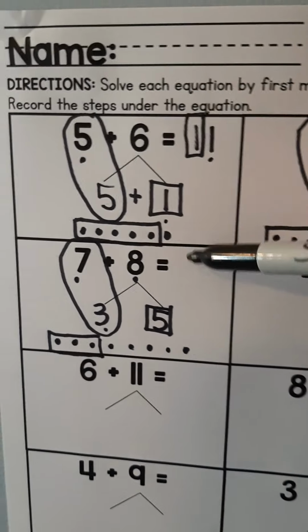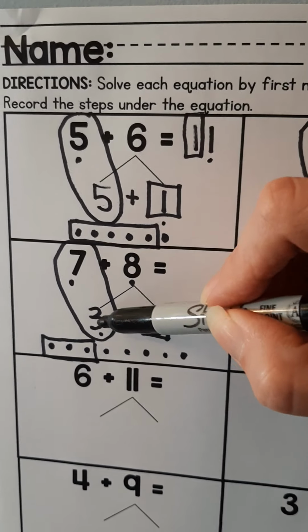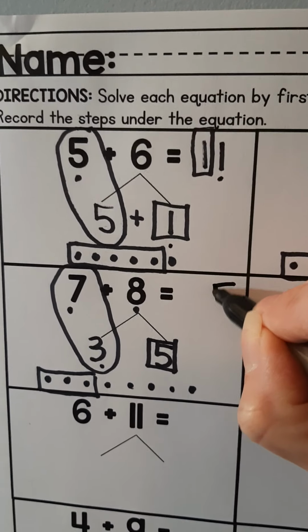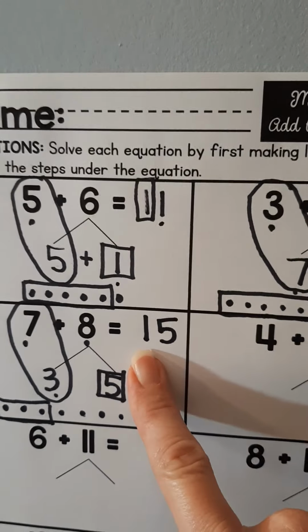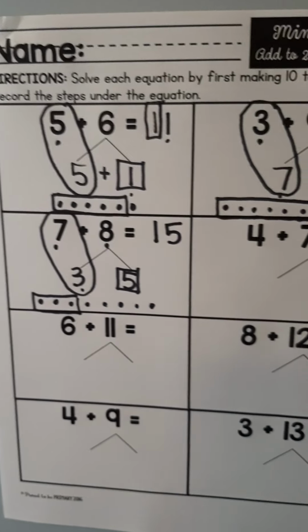Okay, so now how do I get the answer to 7 plus 8? What does that equal? Well, I've made 10. 10 plus 5. Wait a minute, that's easy. I just put a 5 in the ones place and make sure that I show that I've also got 10. 15. So 7 plus 8 is 15. That's how you do that paper.